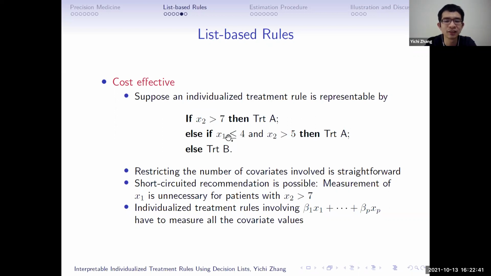If x1 is some costly measurement, for example, a required lab test, but x2 is just some demographic feature, then this kind of rule will be more attractive compared to a linear combination involving all the covariates. Because if we have a rule that depends on a linear combination of the covariates, then every time we implement the rule, we have to measure all the covariates before we are able to calculate the value of this linear combination.